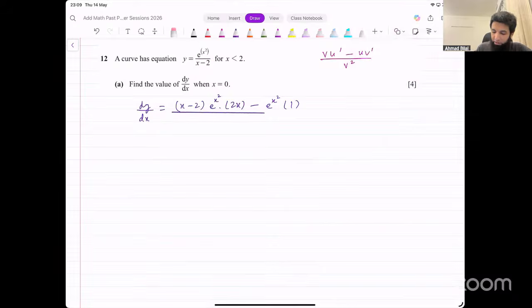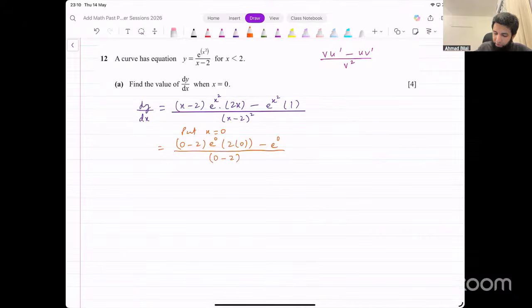What about the denominator? Square of x minus 2. Now that's the derivative. You don't need to simplify this, just input the value for x directly, and that will be quicker. Put x equal to 0. Find the value of the derivative that you get from this. You get 0 minus 2 into e raised to power 0 squared is just 0, into 2 times 0. That whole thing is going to become 0, right? Minus e power 0, whole divided by 0 minus 2 whole squared.